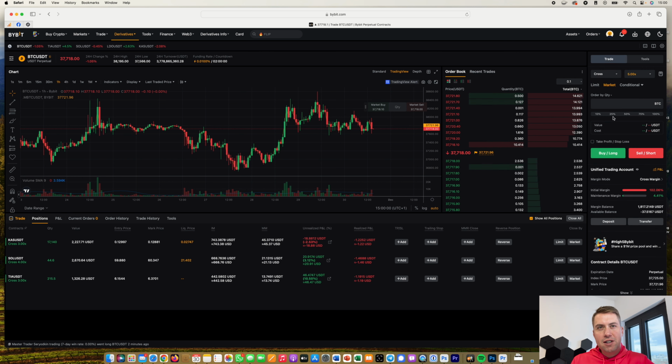If you want to open a position here, you can do it via market order or limit order. Market order basically means you select how much you want to invest, like 100% of your money or 50%, 25%, or whatever you like, and then you can either click on buy long or sell short. Buy long basically means you think the price will go up, and sell short basically means the price will go down, and then you just select your position.